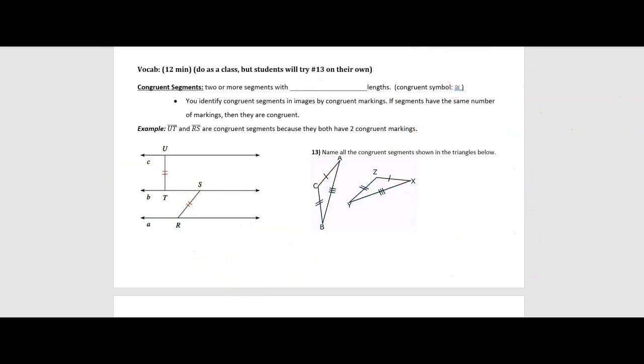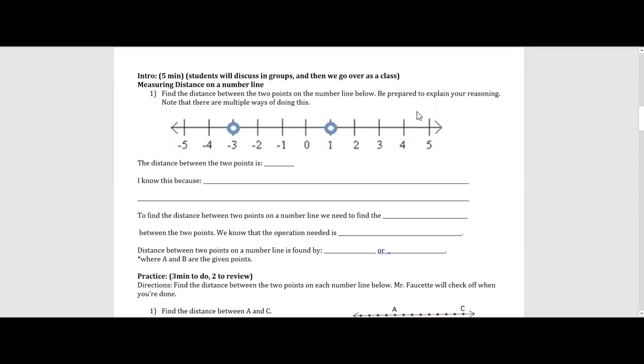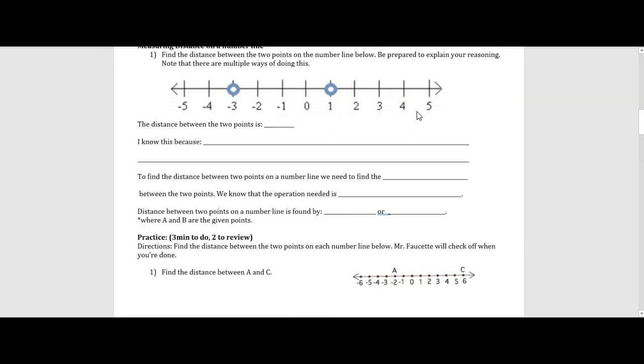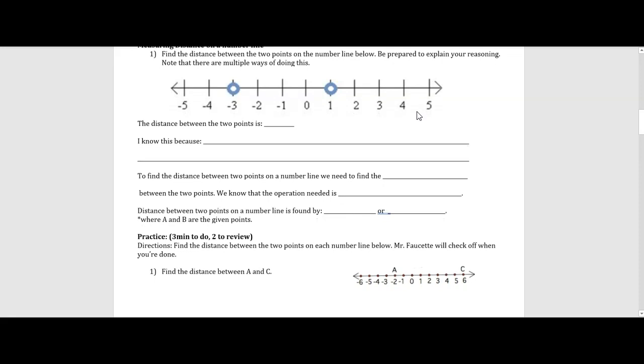All right, we're on to the next page. The first thing you're going to do is find the distance between the 2 points on the number line below, and be prepared to explain your reasoning. Note that there are multiple ways of doing this. Again, this may seem rather easy. That's okay. Go ahead and do this. Write out your explanations, and then we'll have a discussion on it.